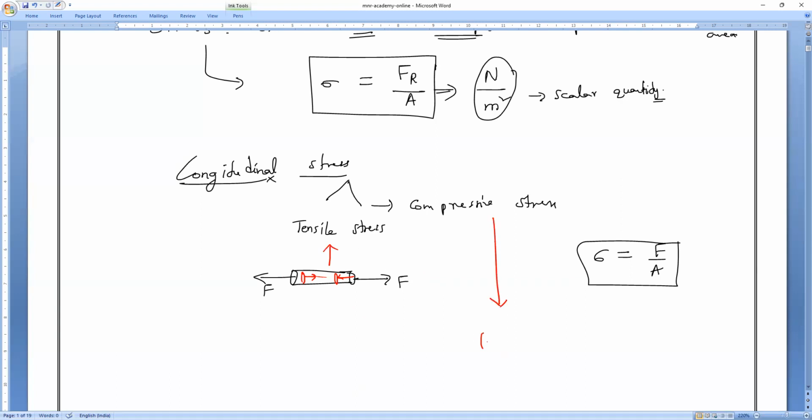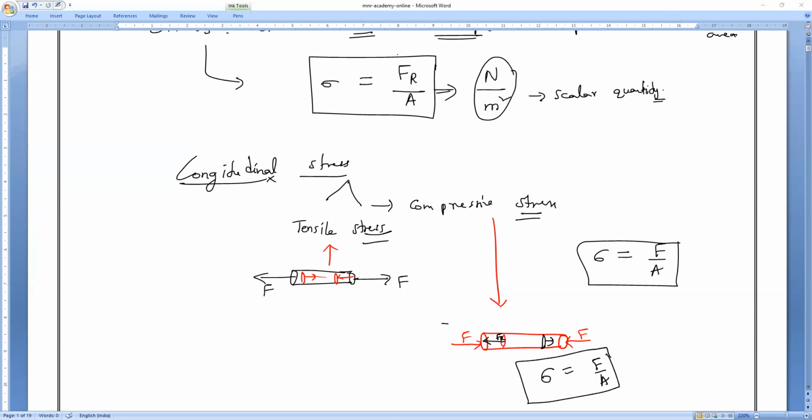Compressive stress means forces acting on both sides to compress the body. So the restoring force will act away from it or towards it, everybody? It will act in the opposite direction. If the compressive force is acting, then the restoring force Fr will act in the opposite direction. In this case also, sigma is equal to F by A. That is what we call compressive stress. Both tensile stress and compressive stress we call longitudinal stress.